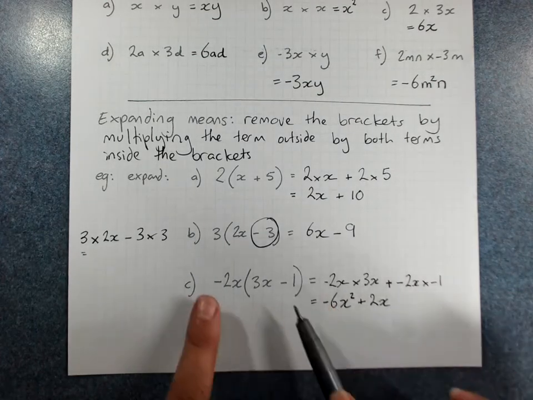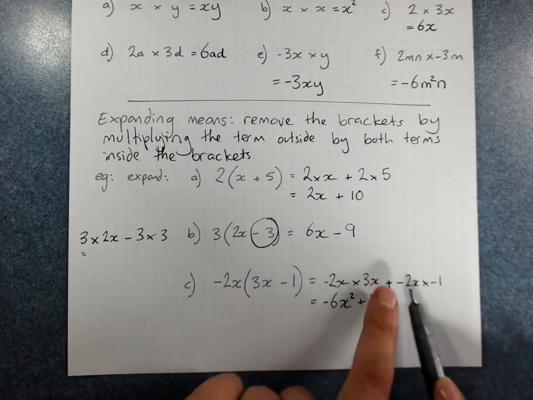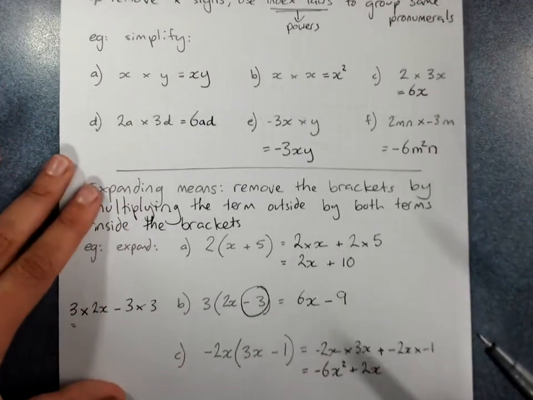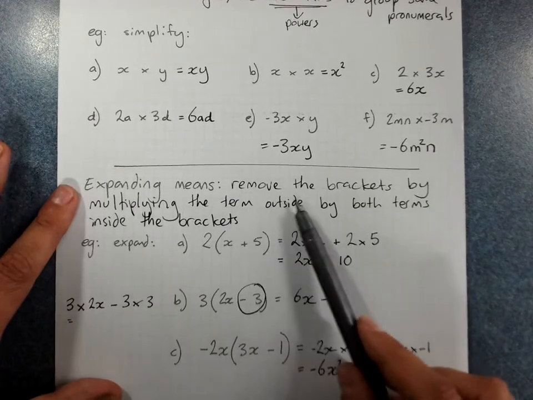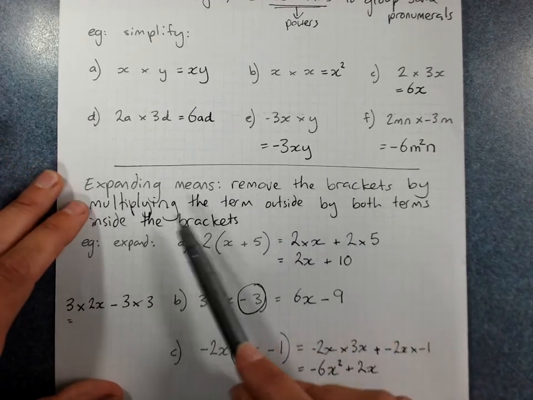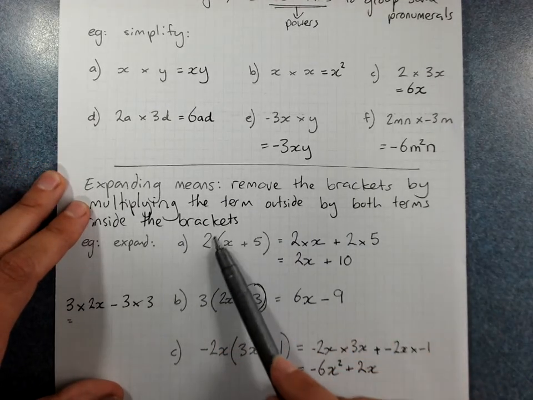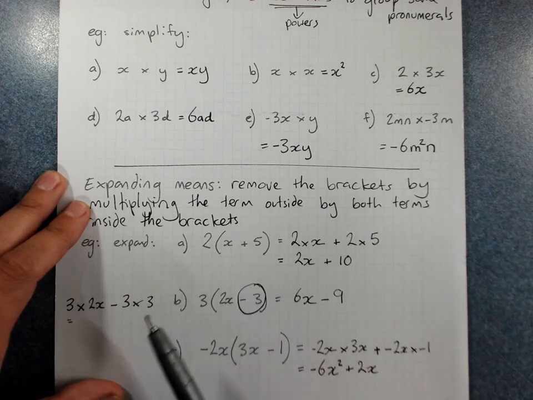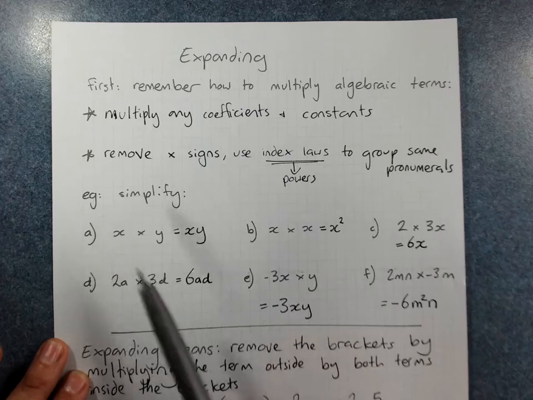If you would find it easier to do it without the working so that your positives and negatives don't get mixed up, that's fine. So remember, expanding means to remove the brackets by multiplying the term outside by both the terms inside the brackets. And we remember how to multiply.